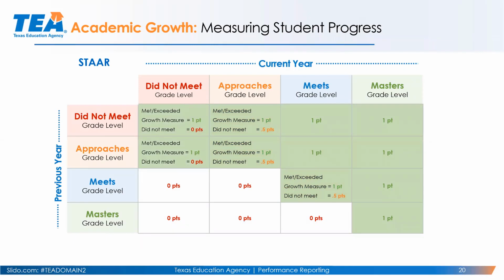Lastly, there are 11 different ways to earn the full point of credit. So 1 point of credit is awarded for meeting or exceeding the STAAR progress measure expectations, or for achieving a high level of proficiency from last year to this year. For example, a student who maintained masters level performance from the previous year to the current year will be awarded 1 point of credit.